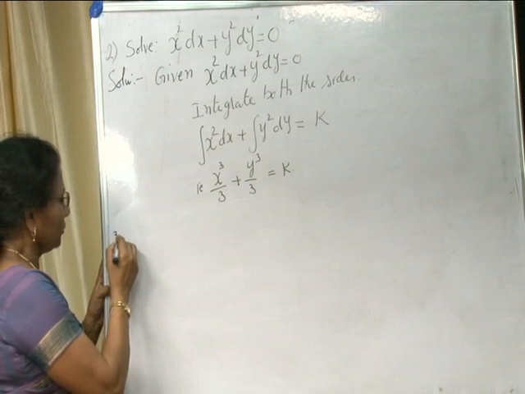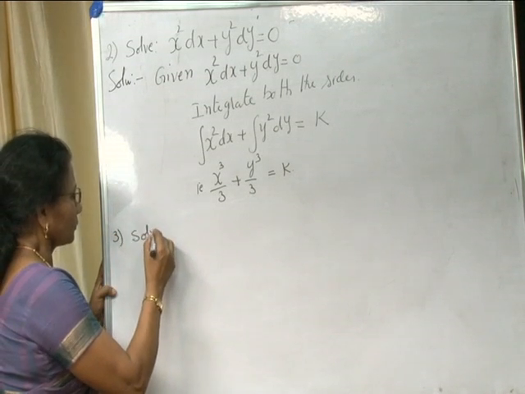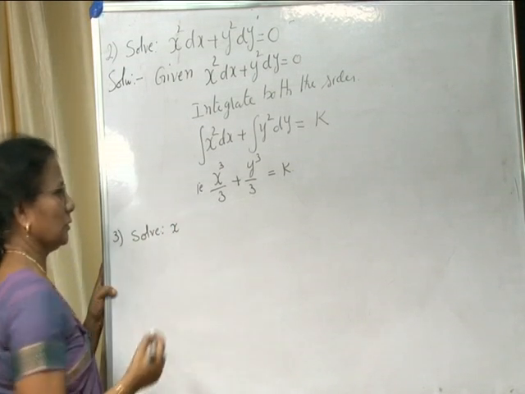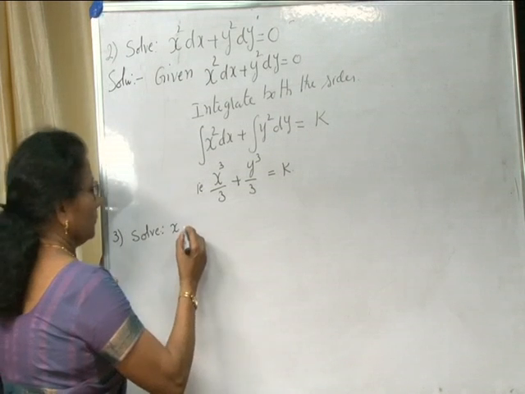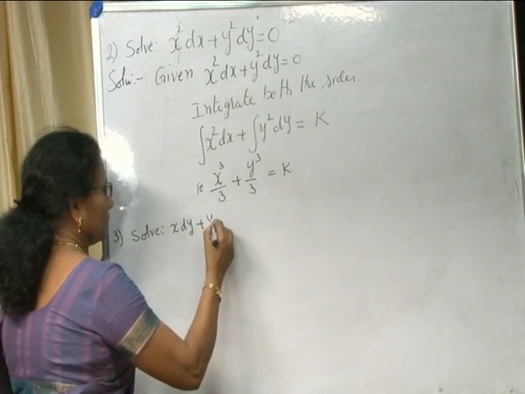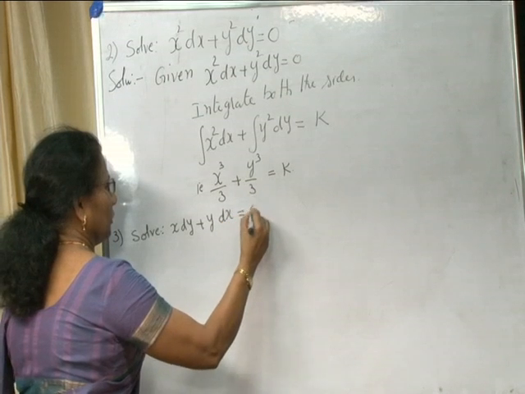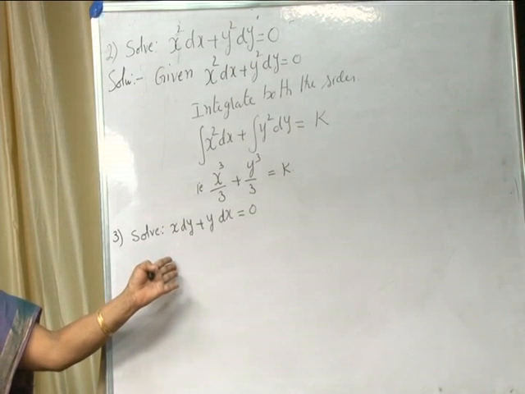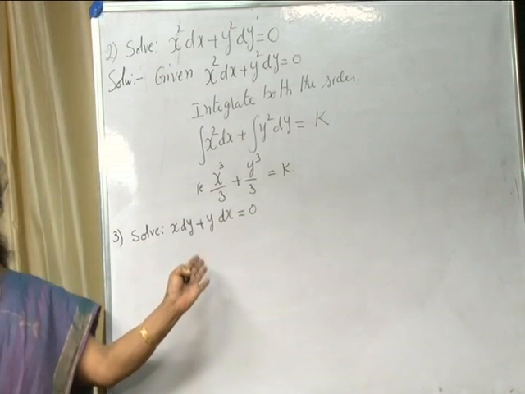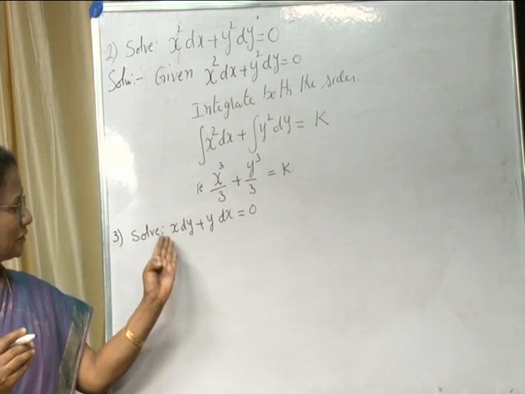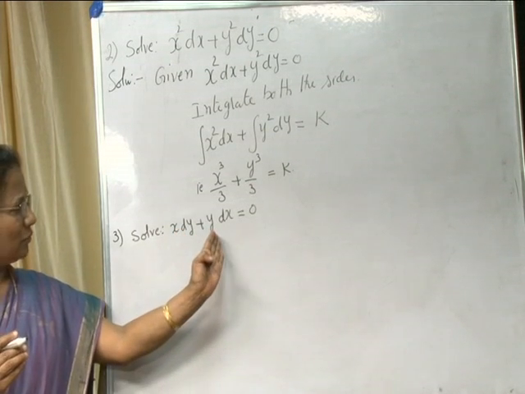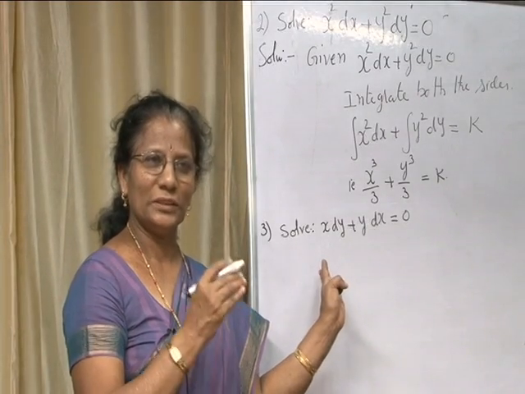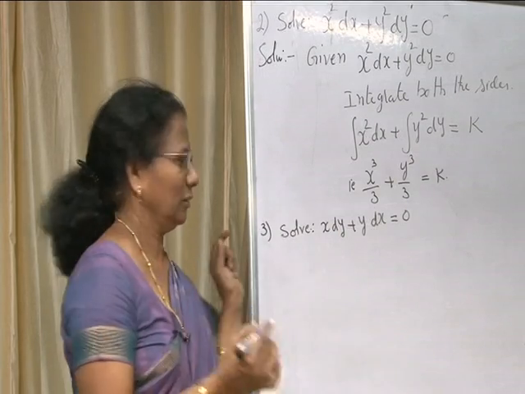You observe the third one. Solve x into dy plus y into dx is equal to 0. The same problem we can easily write the same way. x into dy plus y into dx. So x is with dy, y is with dx. So we have to change it: x with dx, y with dy.